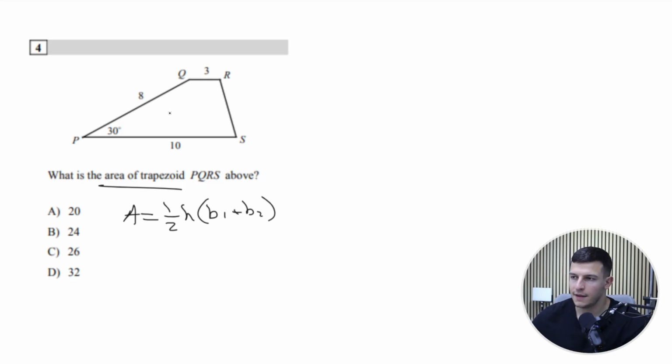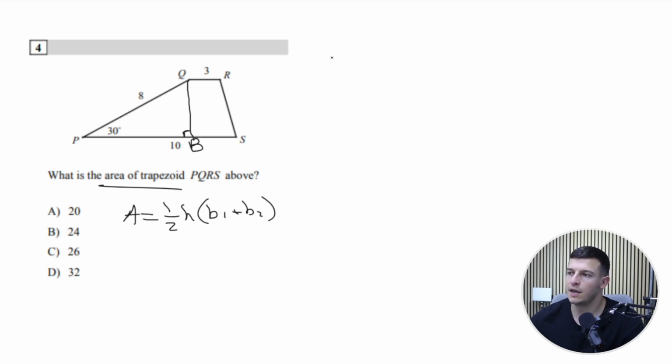But let's see what we have so far. We have some sides, we have some angle here, which might be useful. The only thing we're missing from the area formula is height. So I'm going to drop the height here, and the reason I'm dropping it here is because this creates a nice triangle. Let's call this one B.